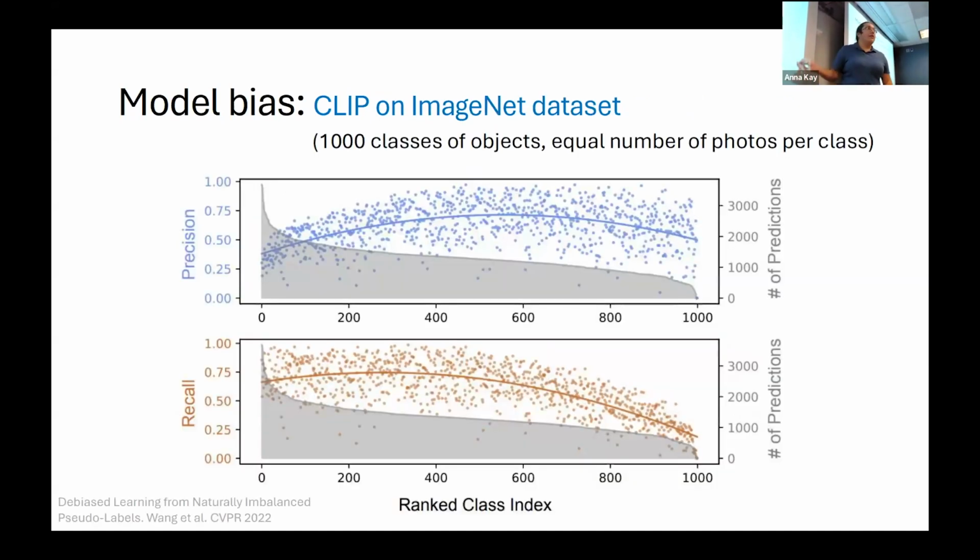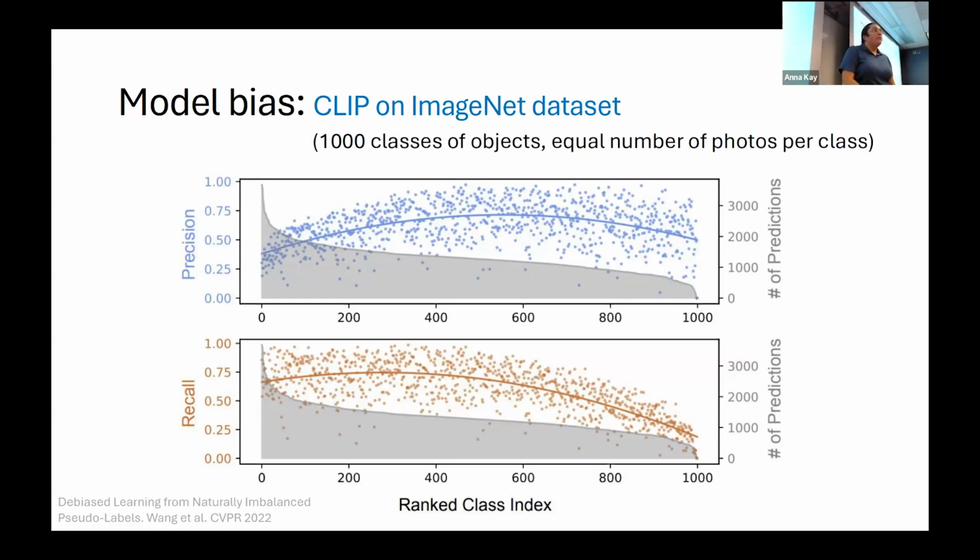But if we try this on ImageNet, and remember we have the same number of images per class, we actually see that the number of predictions that we get per class is really variable. Some classes, we barely predict any images existing in them at all. In other classes, we have like thousands of them. So there's this really big model bias.